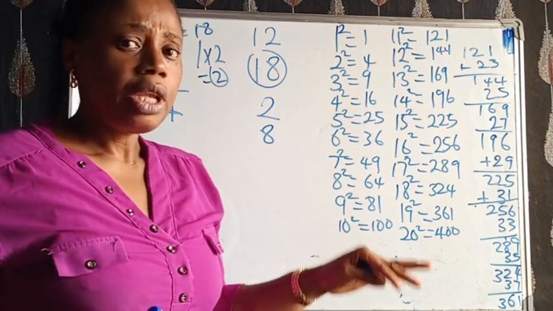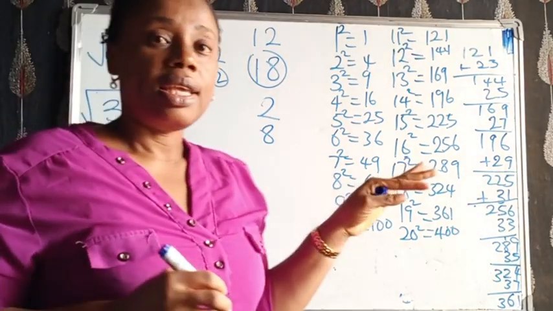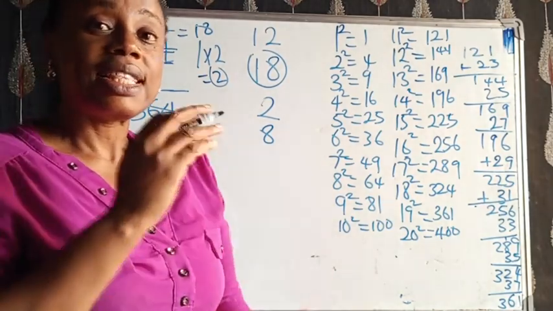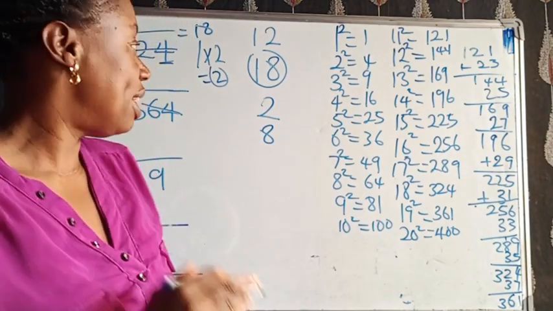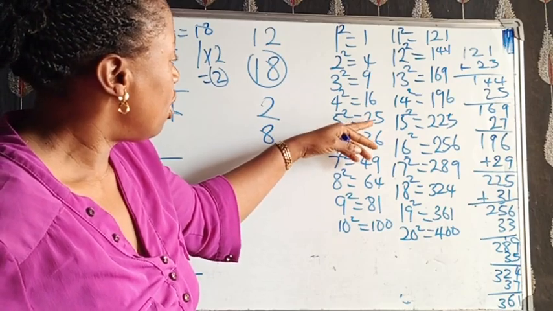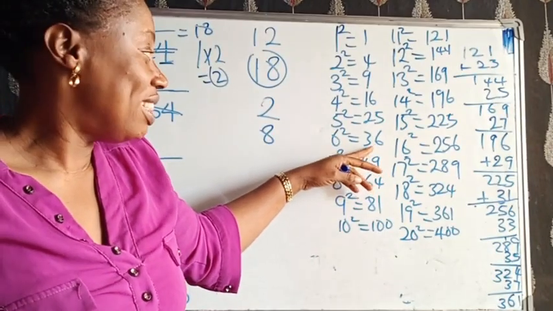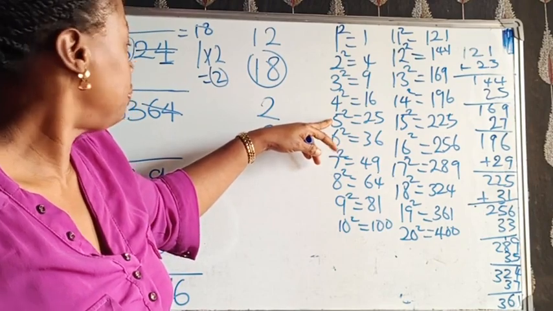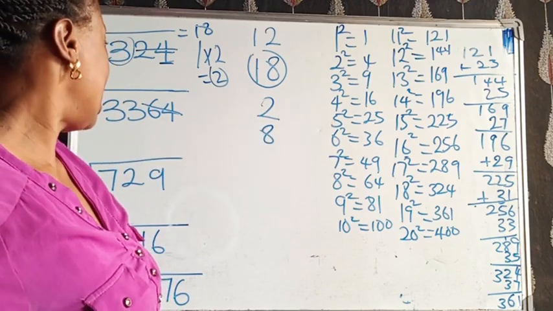Now the next thing is 33. You think of the square root of the number that gives you 33 and below. It must not be higher than 33. Let's come here. You have 25, we have 36. 36 is greater than 33, so we cannot take that. So we are going to use 5. So it's 5 that we are going to take.